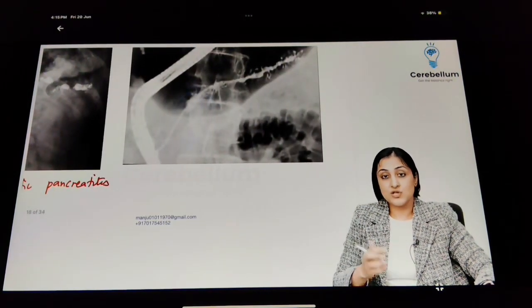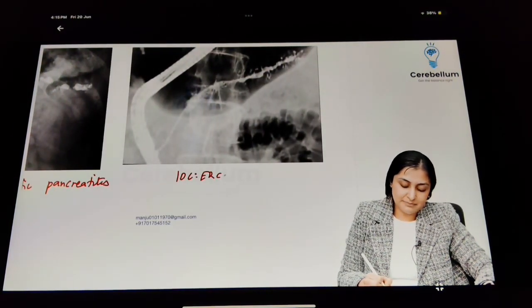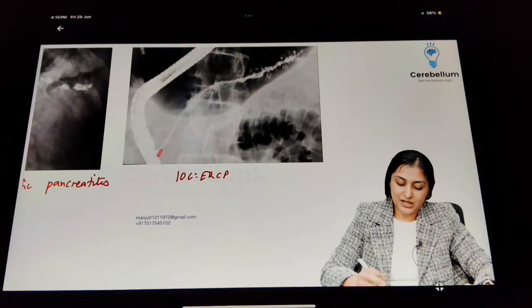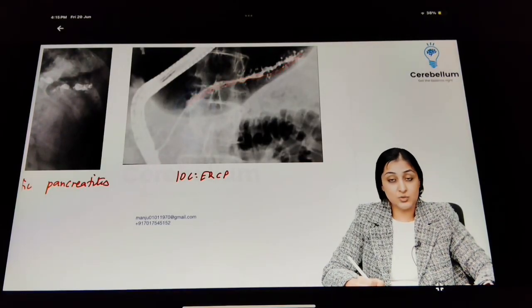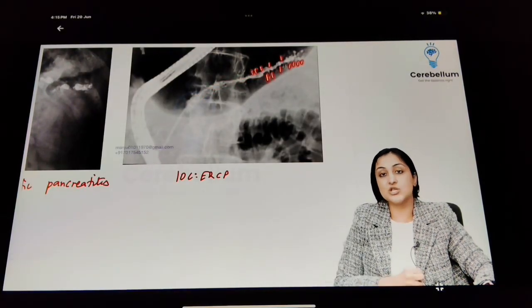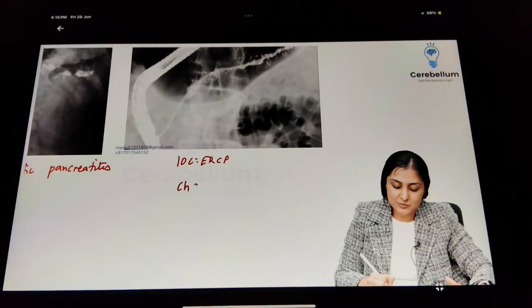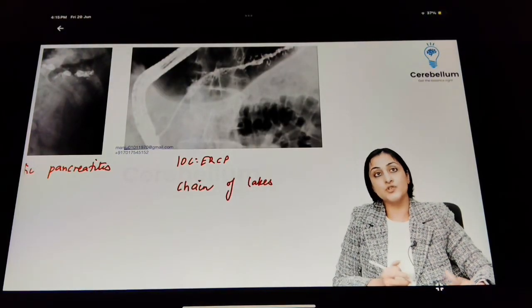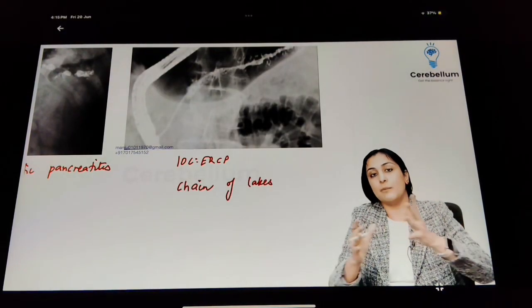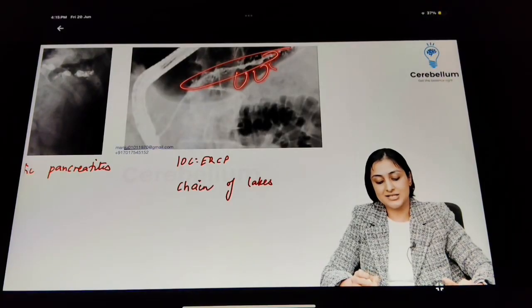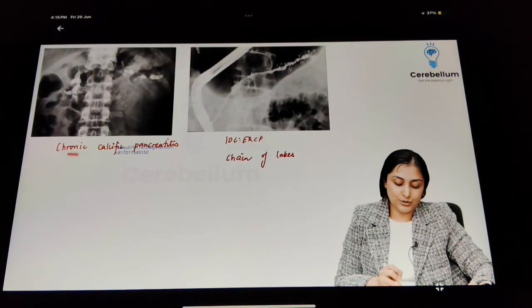The investigation of choice for chronic calcific pancreatitis is ERCP. On ERCP, we again cannulate the pancreatic duct, and can you see this is the main pancreatic duct which is opened up, and you can see these various side chains which have opened up. So when you see these side chains, this is what has been described as the chain of lakes appearance. As the severity increases, you will see this becoming more and more dilated. The main duct becomes more dilated, the side branch becomes more dilated. So that is what you see in chronic pancreatitis.